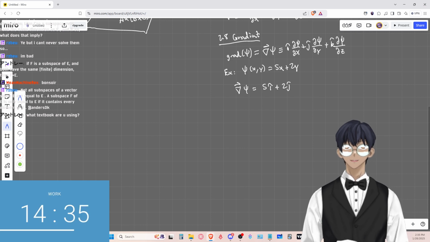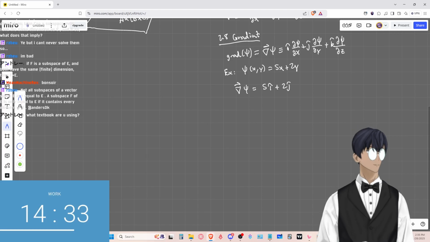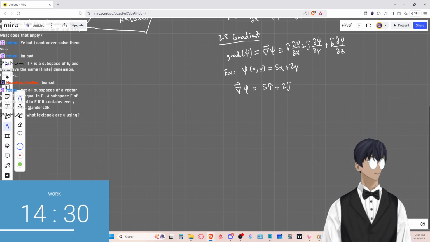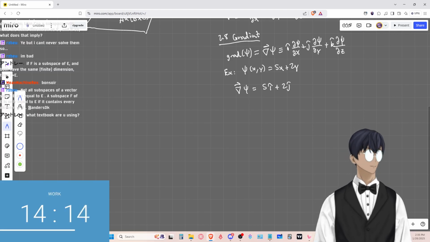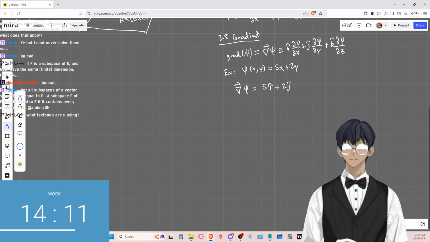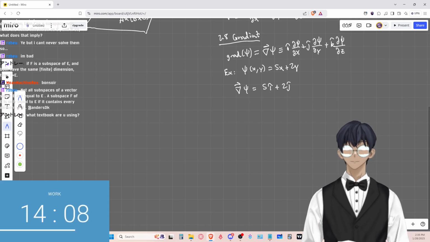Okay, go up here. Not all subspaces of a vector space E are equal to E. A subspace F of E is only equal to E if it contains every element of E. Oh, okay. Let's see. If you wish to determine the magnitude of the... Oh, okay. So basically you turn it into a vector and then you can just take the magnitude of it.